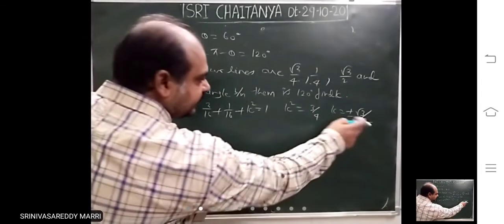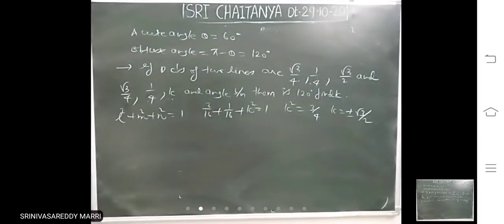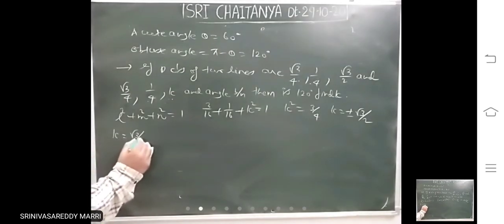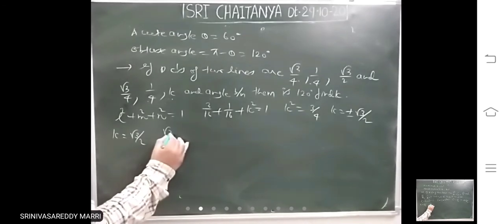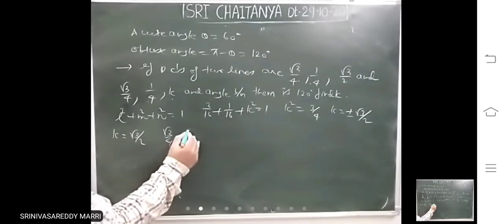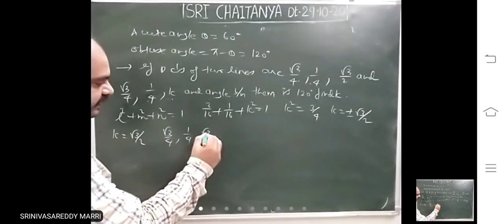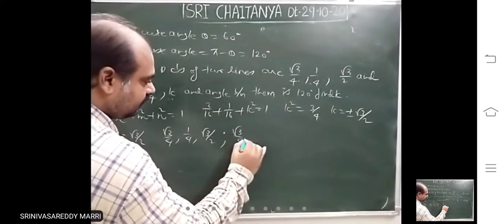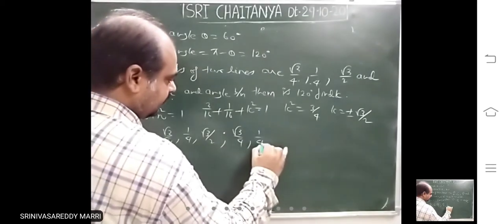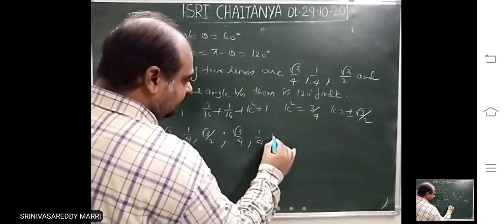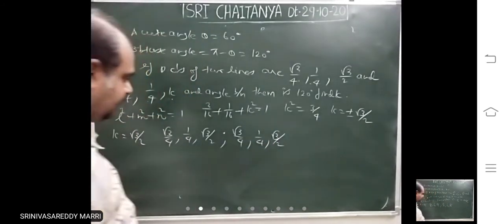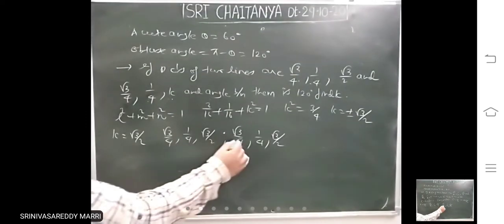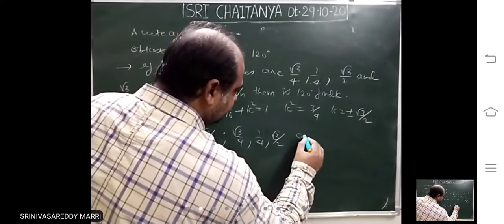So don't write this as the answer. The angle must also be 120 degrees. So first take k equal to root 3 by 2 and calculate the angle for line 1. Which one gives 120 degrees? That is the answer. Line 2 is root 3 by 4, 1 by 4, plus root 3 by 2. This is L1, this is L2. Now let us calculate the angle.